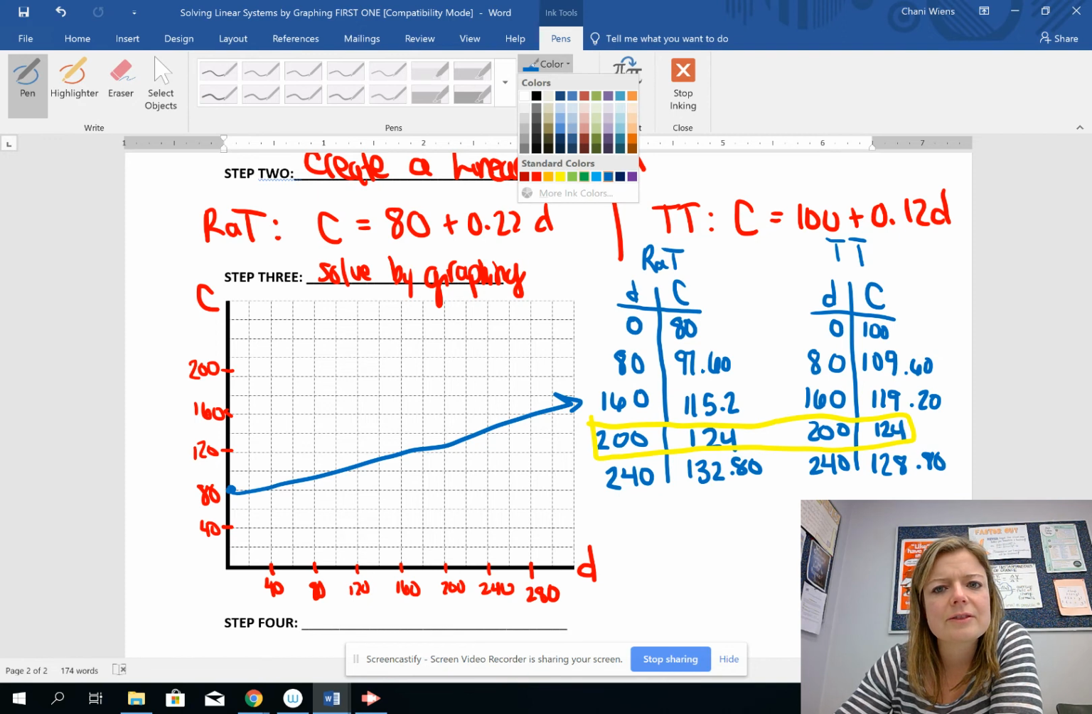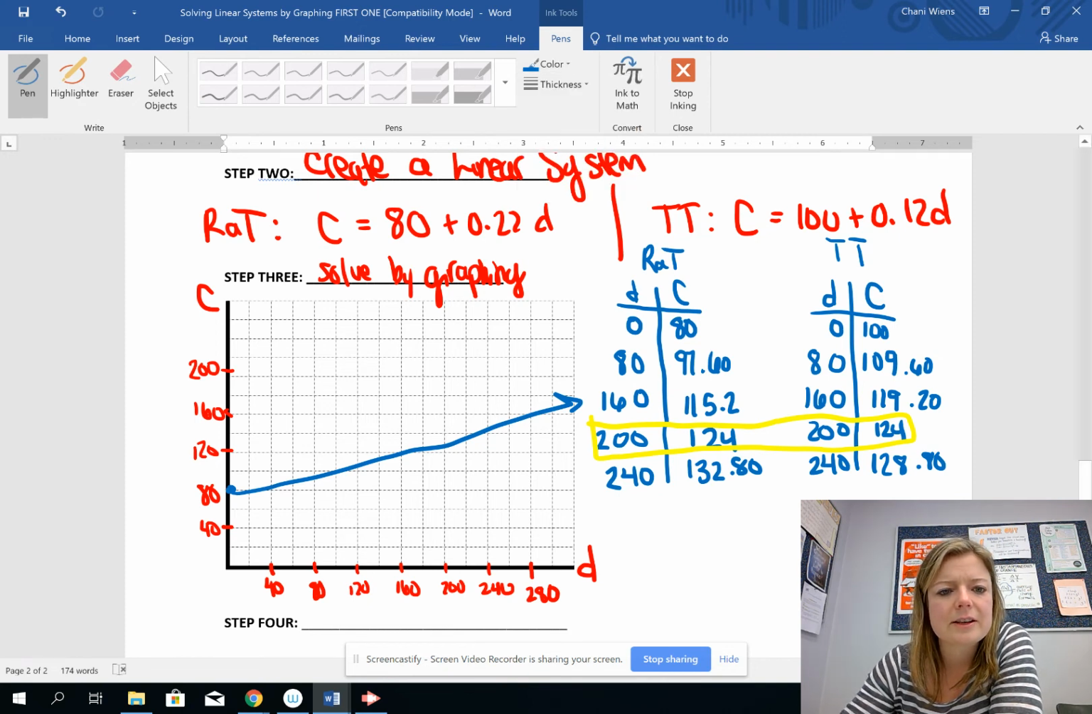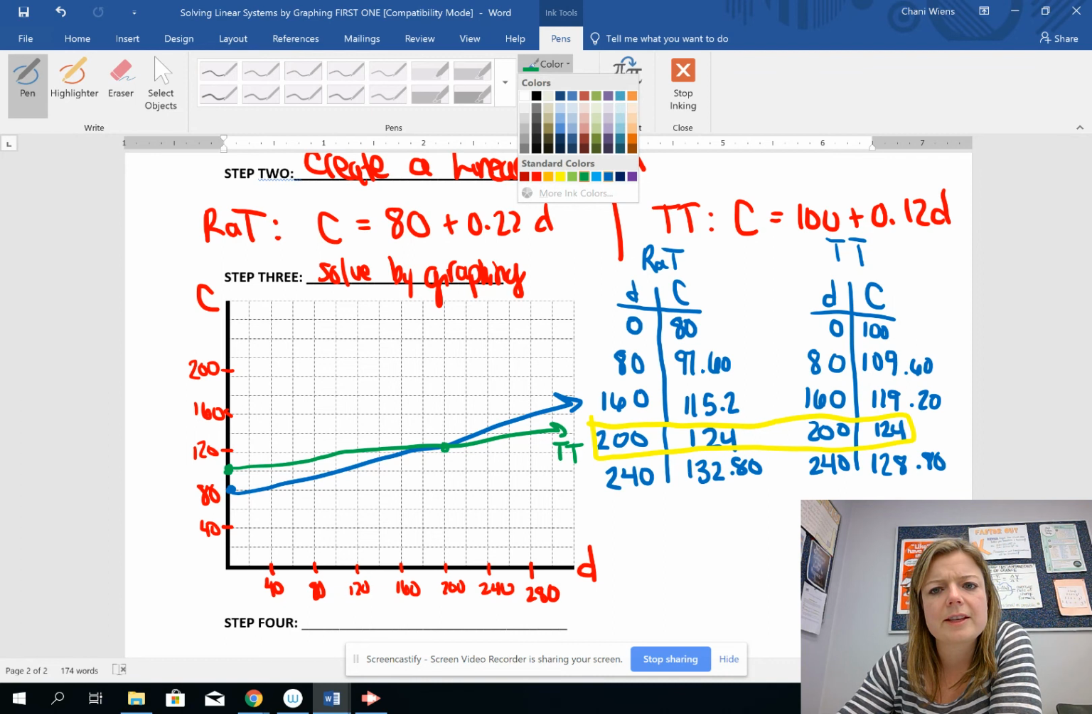Now let's do Tony's Trucks in a different color. It started at 100, but we also know that it goes through this 200. So this is where it's going to cross over. Again, a ruler is a wonderful thing here. You can label this TT for Tony's Trucks, and you can label this RAT for Rent-A-Truck.